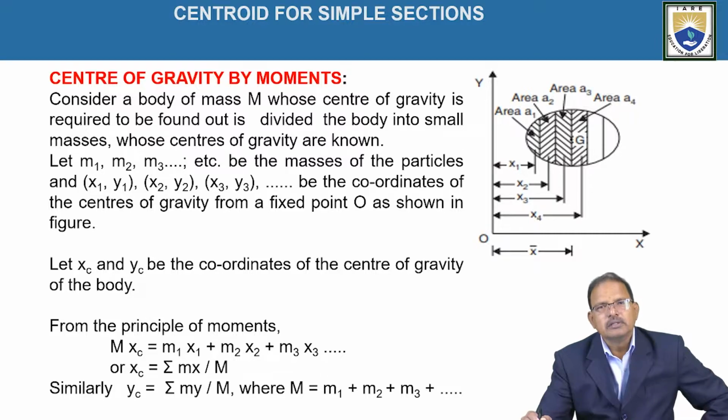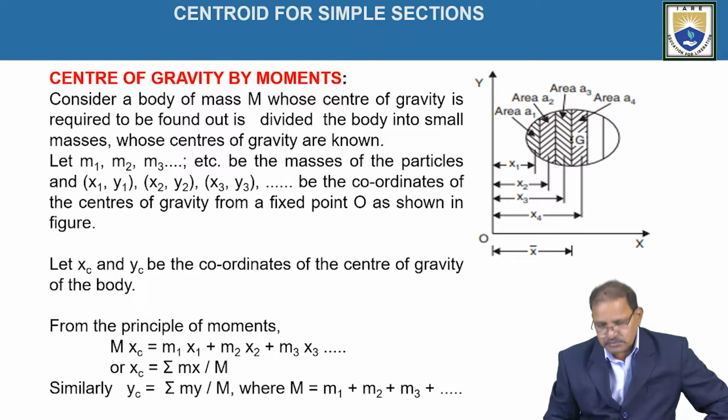Then according to the Varignon principle, the moment created by the resultant force, that is the total weight of the body, that is Mg into xc, is equal to m1 g x1 plus m2 g x2 plus m3 g x3 and so on. Since g is the common term, xc is equal to sigma mx divided by M. Similarly, yc, that is the y coordinate of the centroid, is equal to sigma my by capital M, where capital M is representing the total mass of the body, which is equal to m1 plus m2 plus m3 and so on.